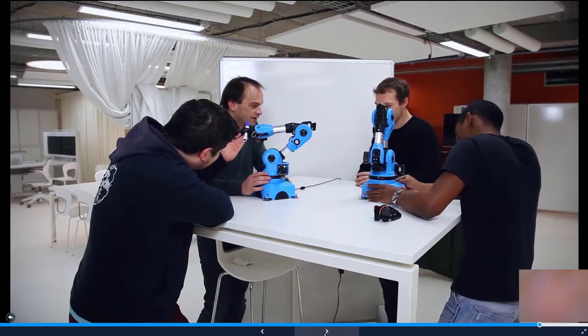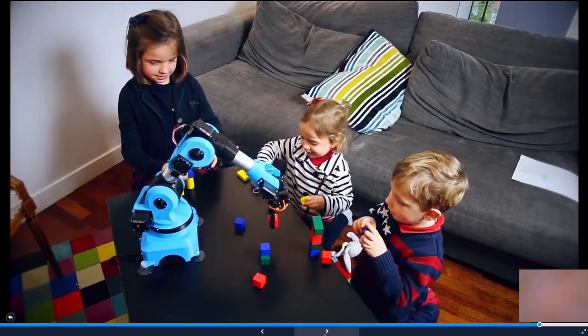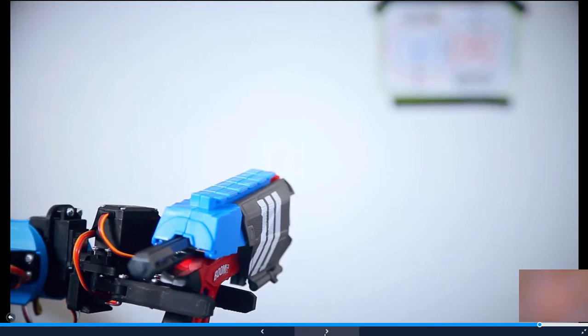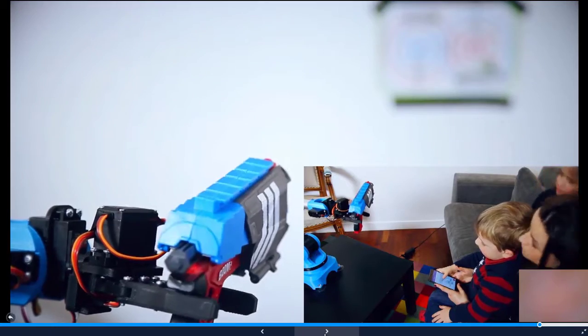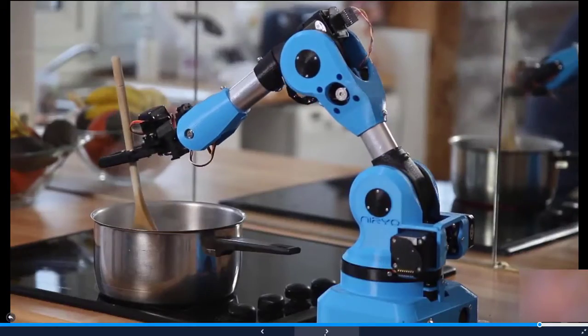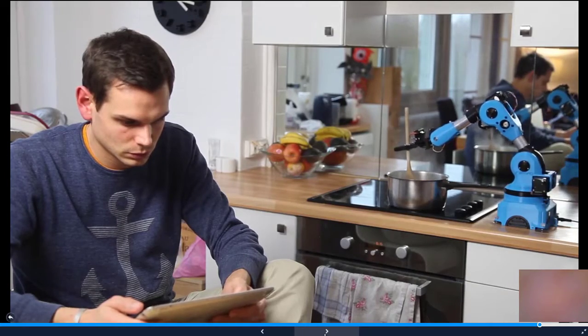Nereo One is great for robotics education, for students to learn, but also for children. They can get to know more about new technologies and get some programming basics. So much fun involved. Nereo One will also save you some time in daily life so you can relax and do the things that matter the most.